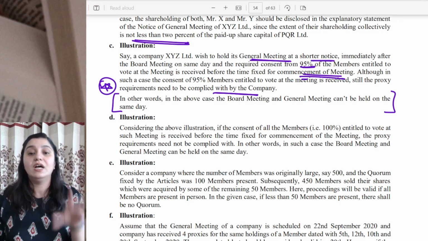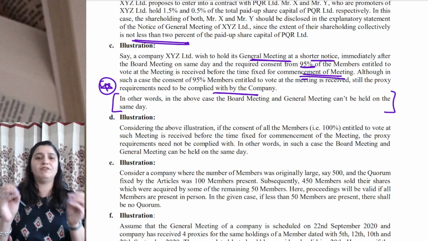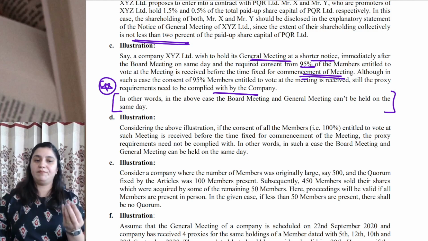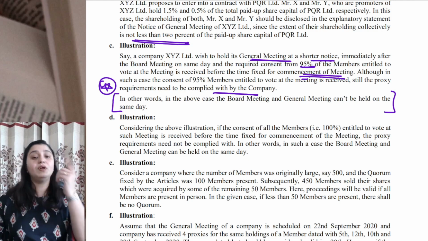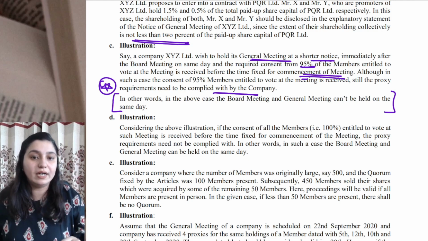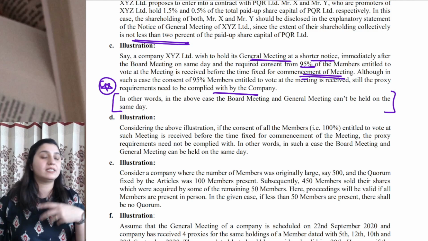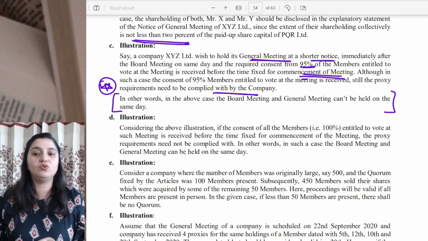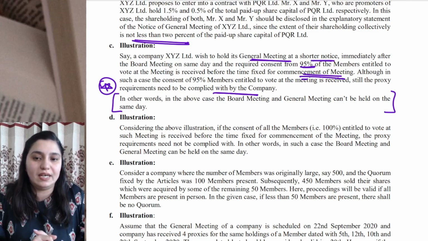They say, in other words, the board meeting and general meeting can't be held on the same day. वो कहते हैं ठीक है, जो 95% की requirement है, आपने बोला shorter notice की हमने रिक्वायरमेंट पूरी कर ली. जो आपने बोला 95% ऑफ मेंबर्स एंटाइटल्ड टू वोट, आपने कहा था हमने वो अरेंज कर लिया, फाइन, वेल एंड गुड, बट व्हाट अबाउट द प्रॉक्सी रिक्वायरमेंट्स? प्रॉक्सी रिक्वायरमेंट के लिए आपको एटलीस्ट 48 आवर्स बिफोर का टाइम चाहिए, जब आपको प्रॉक्सी फॉर्म डिपॉजिट होता है, जो पर्सन आ नहीं सकता वो अपना प्रॉक्सी देता है, व्हाट अबाउट दैट? तो वो जो कंडीशन है वो भी फुलफिल करनी जरूरी है, इसीलिए इन नटशेल बोर्ड मीटिंग एंड जनरल मीटिंग कांट बी हेल्ड ऑन द सेम डे.